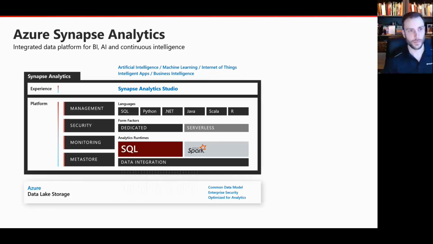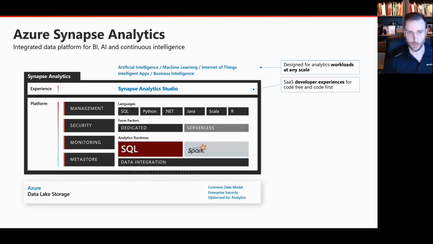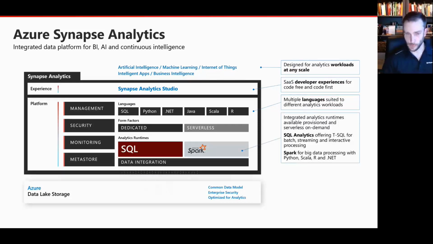Now, before we dive into those differences, let's position ourselves as far as where we're at in the Azure ecosystem. Within Azure Synapse Analytics, we have this platform as a service that's really designed for analytical workloads at any scale, provides a SaaS developer experience, providing both no-code, low-code, and code-first options. Supports multiple languages, particularly on the Spark side of things. Multiple different form factors, both dedicated and serverless compute options, multiple different runtimes in terms of SQL, Spark, as well as big data telemetry compute. Provides out-of-the-box data integration for connecting to your data lake.